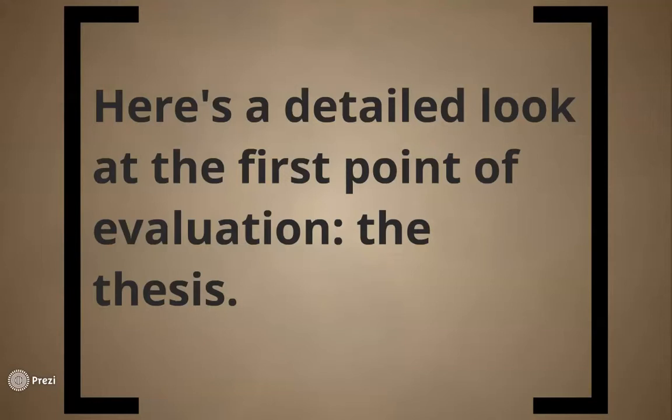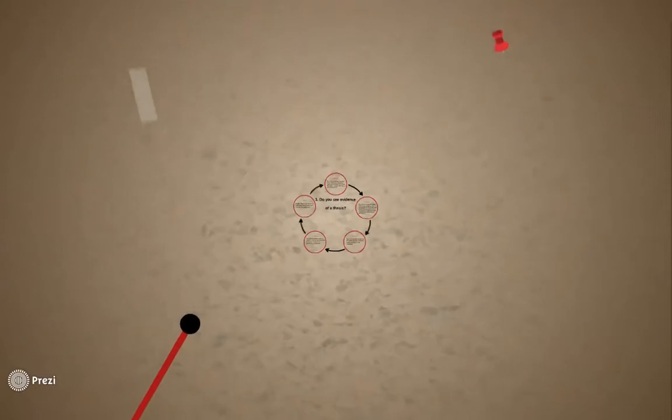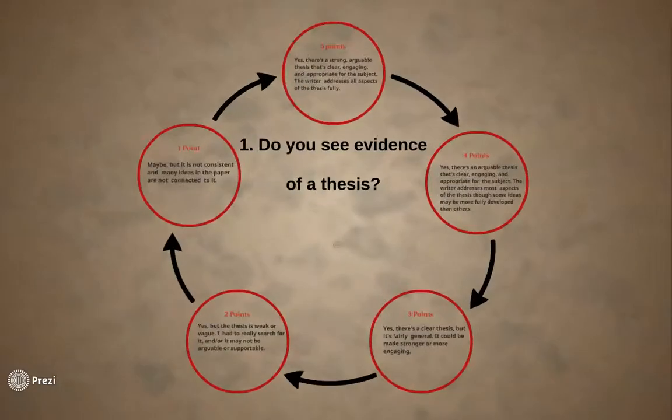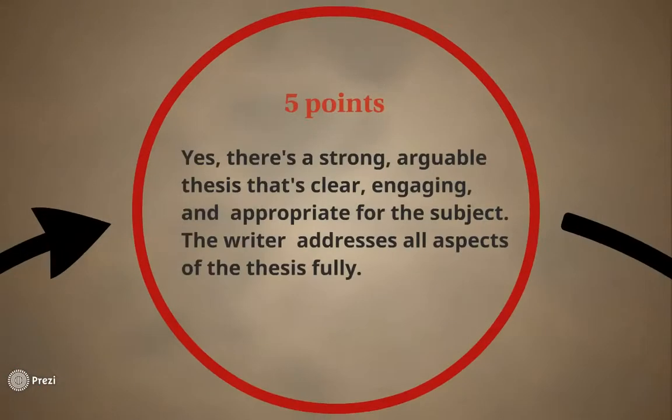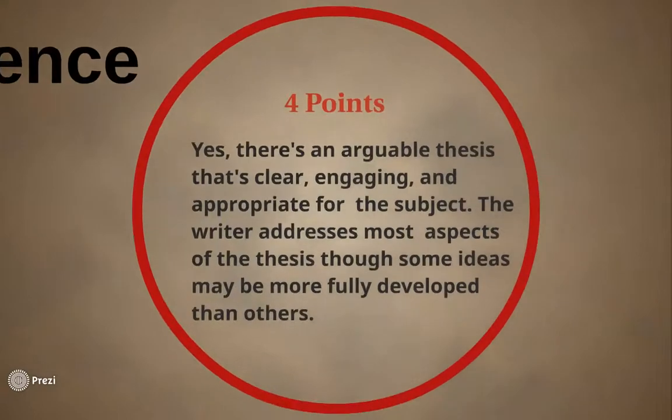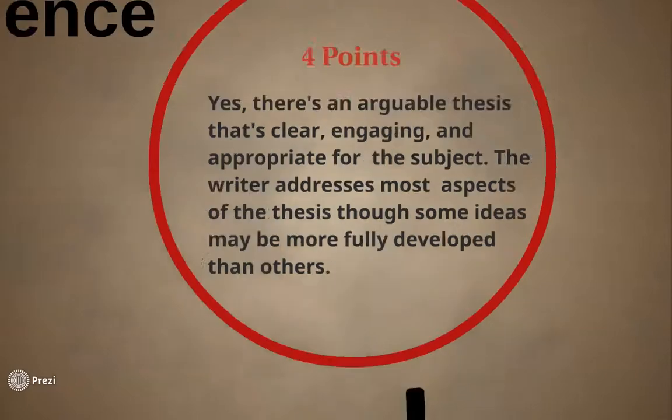Here's a detailed look at the first point of evaluation in the research paper rubric, the thesis. The first question in the rubric asks the evaluator, do you see evidence of a thesis? 5 points are awarded if the answer is yes, there's a strong, arguable thesis that's clear, engaging, and appropriate for the subject. The writer addresses all aspects of the thesis fully. 4 points are awarded if there's an arguable thesis, clear, engaging, and appropriate. The writer addresses most aspects of the thesis, though some ideas may be more fully developed than others.